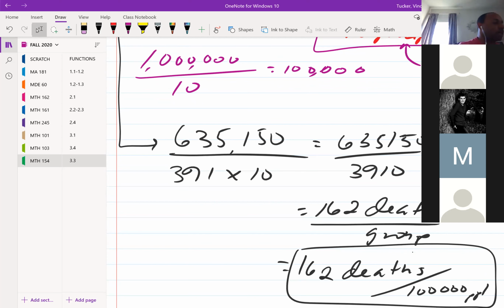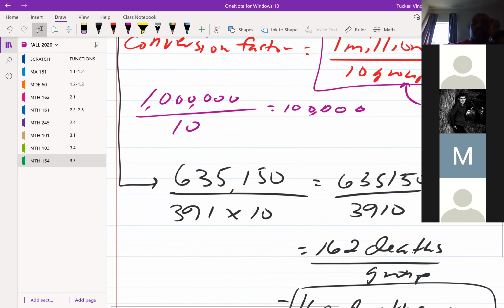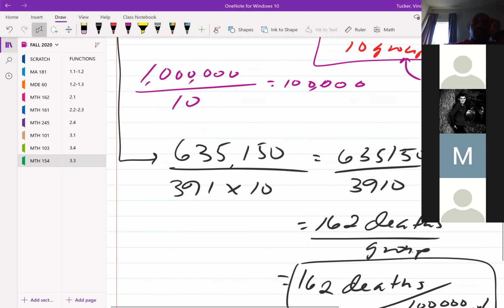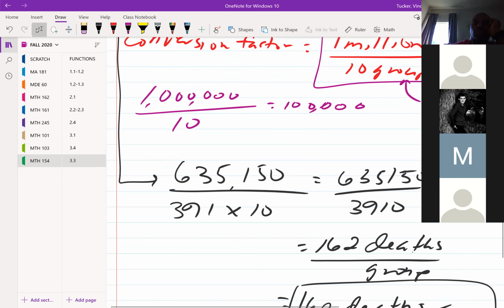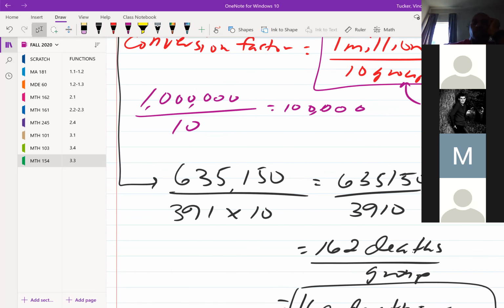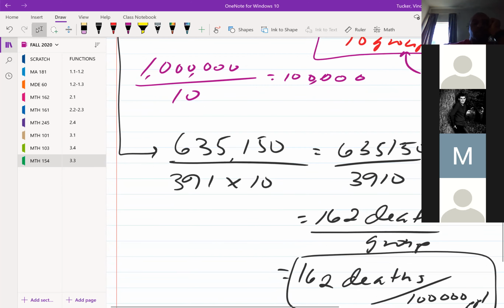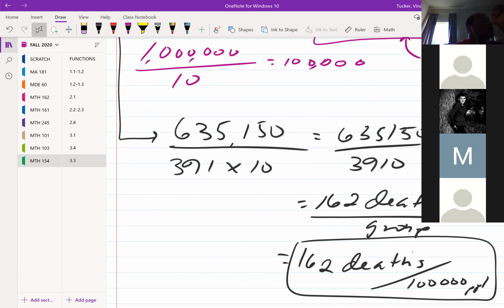10 times 100,000 is 1 million. So that's how we made that connection. That's why we did the 1 million over 10. 10 groups of 100,000 would equal 1 million. So that's why we did that and used the conversion factor like that. Okay, it's just a little bit more of a lengthier problem. That's all.